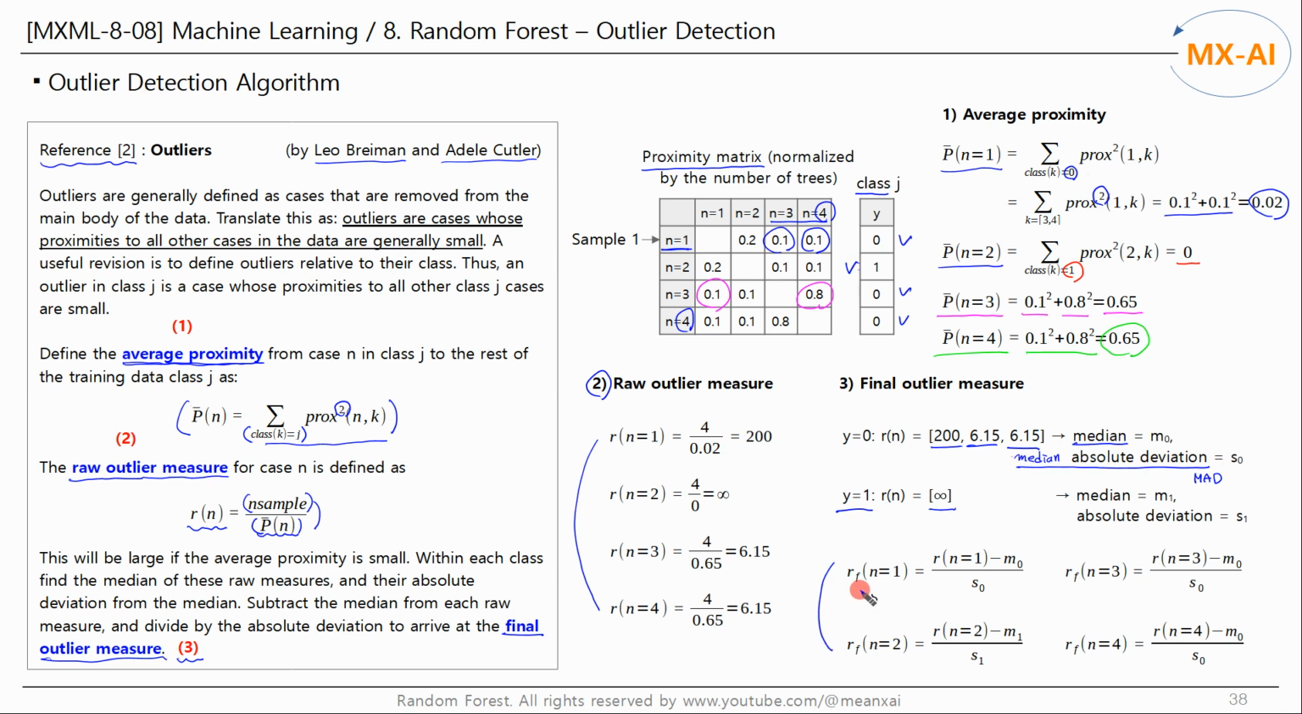For example, the final outlier measure of sample 1, denoted by RF of 1, is obtained by subtracting the class 0 median from R1 and then dividing the result by the class 0 MAD. The final outlier measures for the remaining samples are computed in the same way. The larger this value, the more likely the sample is to be an outlier.